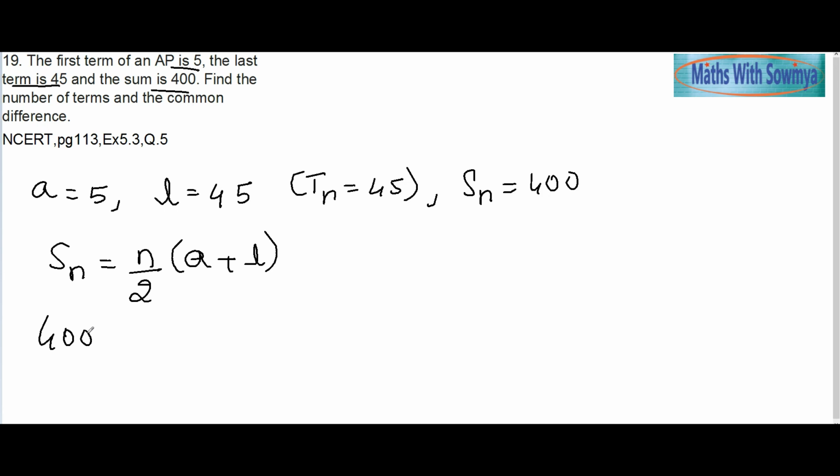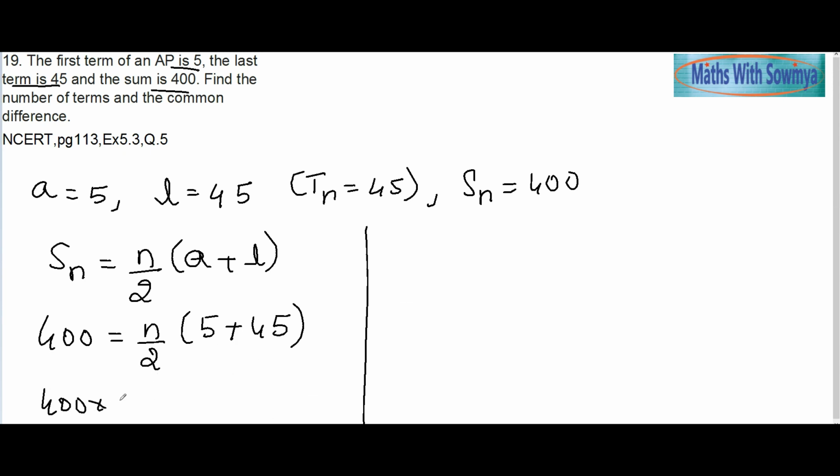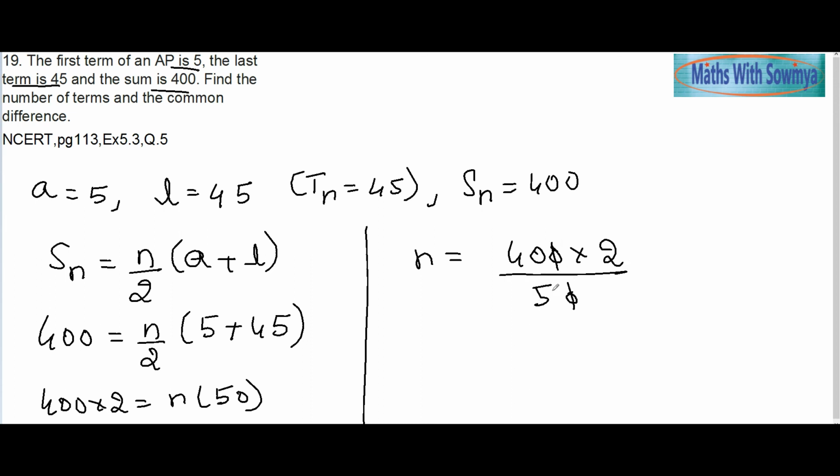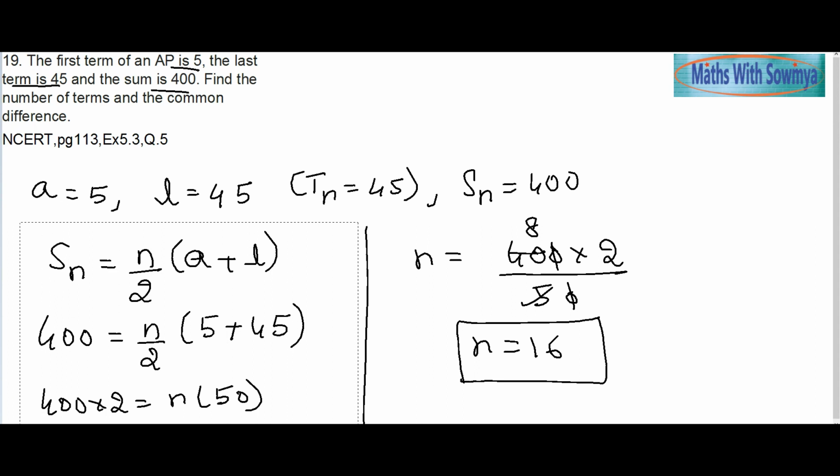So this is 400 given. n value we need to find. This is 5 plus 45. So n is equal to, here 400 into 2 is equal to n into 50. n is equal to 400 into 2 divided by 50. Value of n is 16. So value of n we got directly. Now we can find the rest.